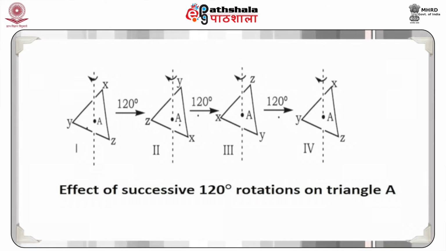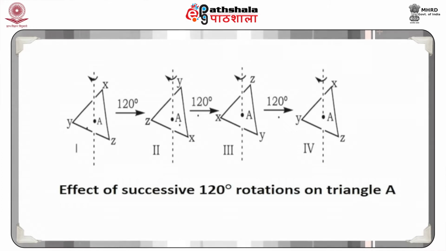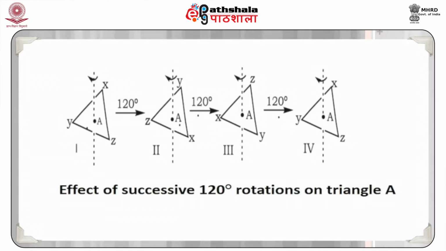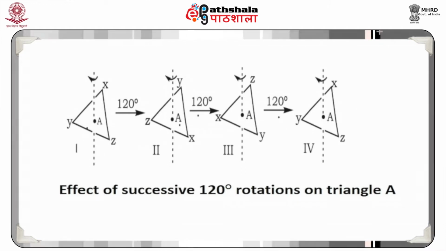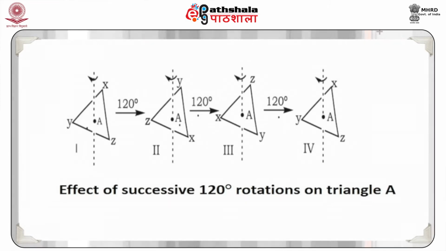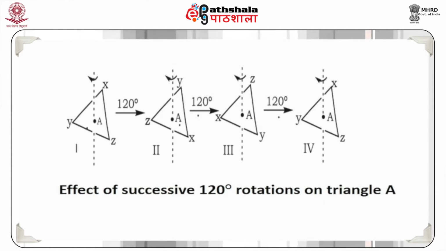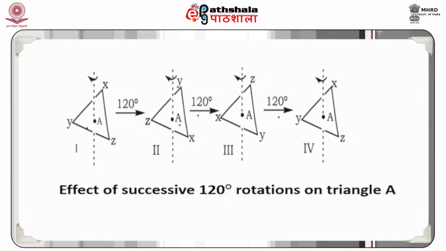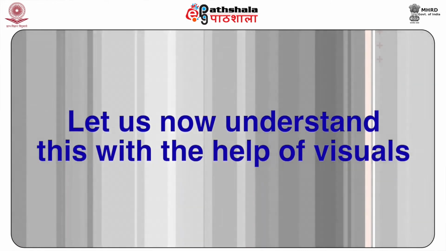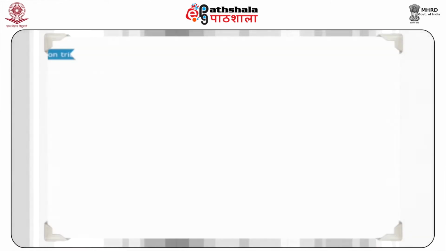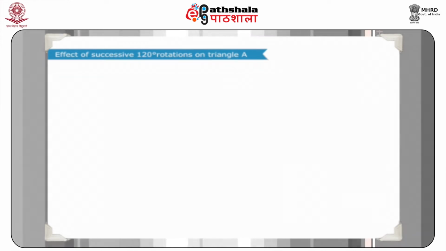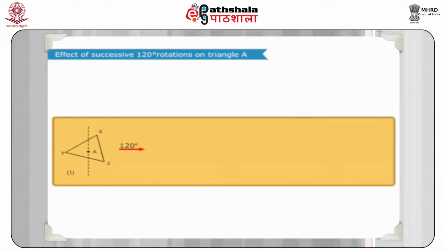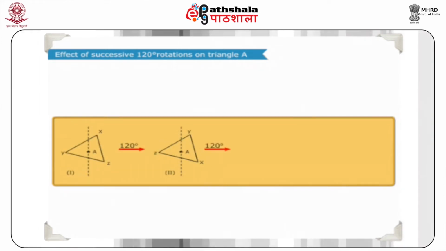Now, if I do not label the corners of this triangle, then the configurations 1, 2, 3 and 4 all are identical, and 120-degree movement of this triangle about the vertical line is a symmetry movement, or you can say it is a symmetry operation. After successive 120-degree rotations on triangle A, the configurations 1 and 4 are indistinguishable even when the vertices are labeled.